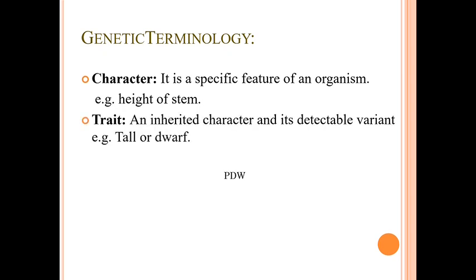The second terminology is trait. Trait is nothing but an inherited character and its detectable variant, that is whether the plant is tall or dwarf, whether the plant produces yellow or green seeds, is called a trait.